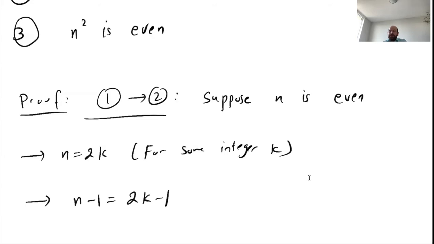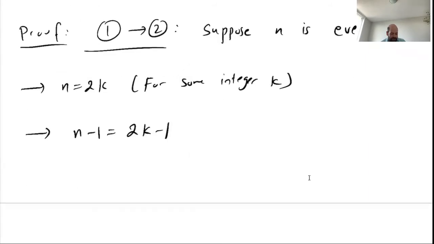Well, we have to look at the definition of odd. What is the definition of odd? Any number of the form 2 times an integer plus 1. Right now I have 2 times an integer minus 1. Can I rewrite this as 2 times an integer plus 1? Well, yes, I can easily do that. I can just write this as 2 times k minus 1, plus 1, because then 2 times k minus 1 is 2k minus 2, plus 1 will be 2k minus 1.